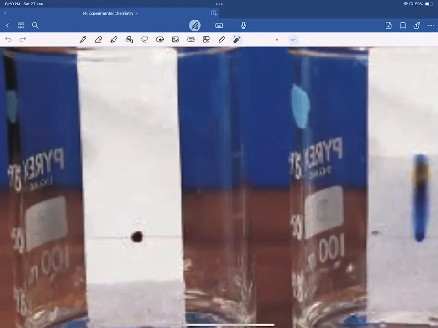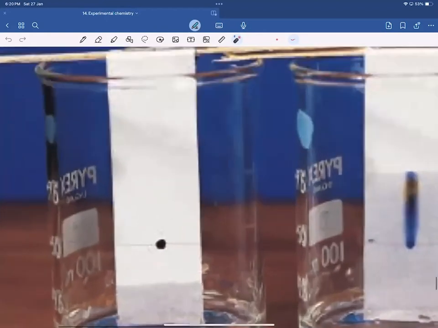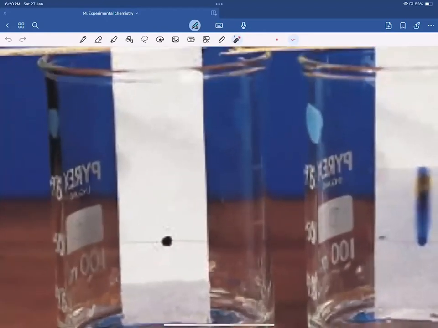Why do we not use a pen? It is because if you draw the line with pen ink, what will happen later on? It will also get dissolved. So your sample gets contaminated with the pen ink, and you are not able to get the actual components of the mixture. Pencil is made of graphite and it doesn't dissolve.